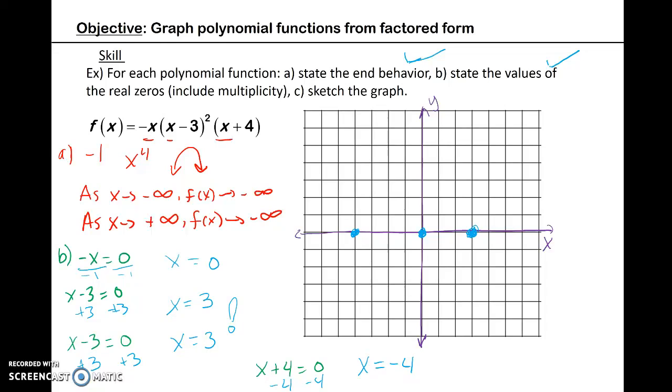Now I'm going to graph my end behavior, which both are facing downwards. So as x goes to negative infinity, f of x goes to negative infinity, as x goes to positive infinity, f of x goes to negative infinity. So they're both down here. So I'll start here. I'm going to go through this point because there's only 1 zero there. I'm going to turn around. I'm going to go through this point because there's only 1 zero here. I'm going to turn around and I'm going to just touch this point and come back this way.